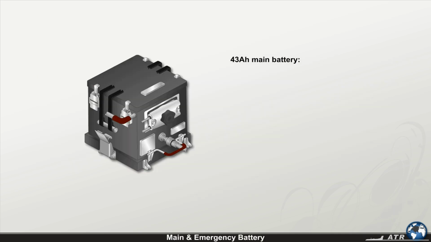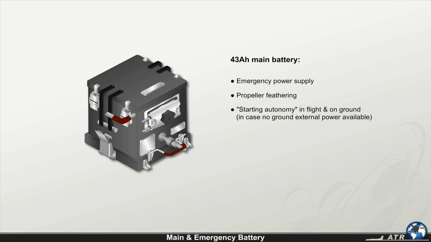The 43 amp-hour main battery serves primarily to ensure emergency power supply, including propeller feathering, and also for starting autonomy in flight and on ground in case no ground external power is available.